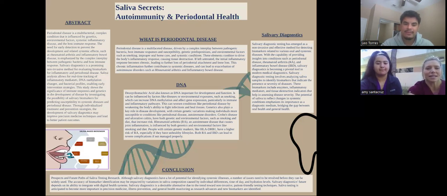The future of salivary diagnostics. With further research and development, salivary testing can become a standardized tool for routine periodontal screenings, allowing clinicians to detect disease in its earliest stages and intervene before irreversible damage occurs.